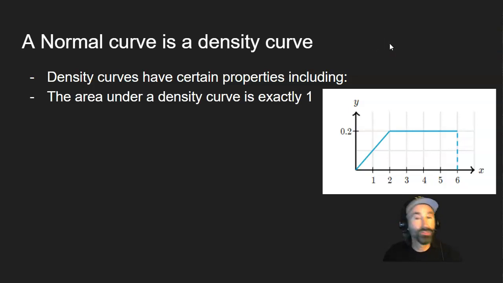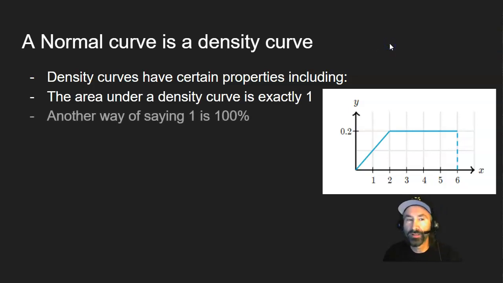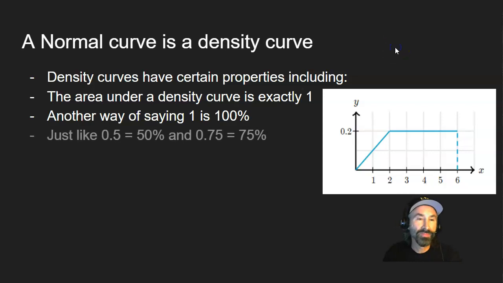Now, why does that concern us with normal curves? Well, another way of saying 1 is 100%. For those of you that get a little freaked out by that, let me use some information that maybe you can believe. I hope you believe that 0.5 is the same as saying 50% and 0.75 is the same as saying 75%. And if you're willing to believe that, then we're going to call 1 100%. And later when we talk about probability, we'll be bringing this stuff up again.